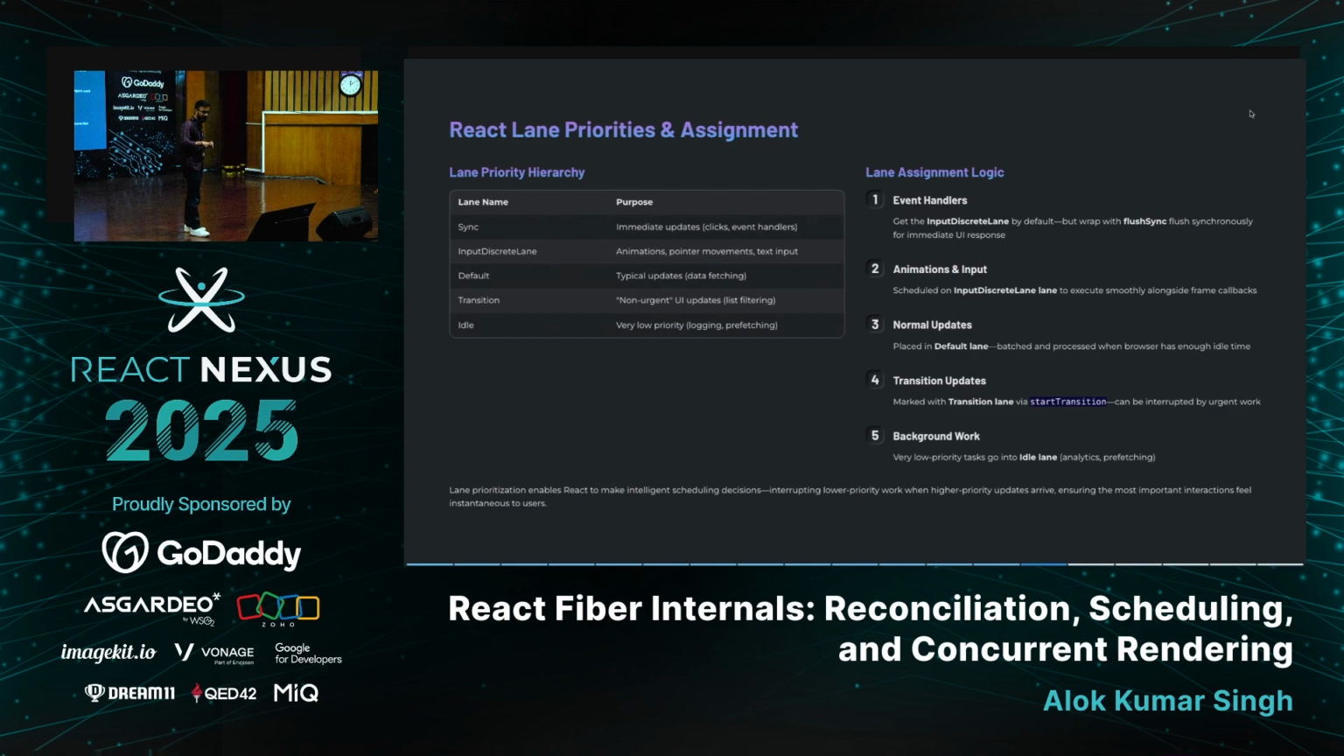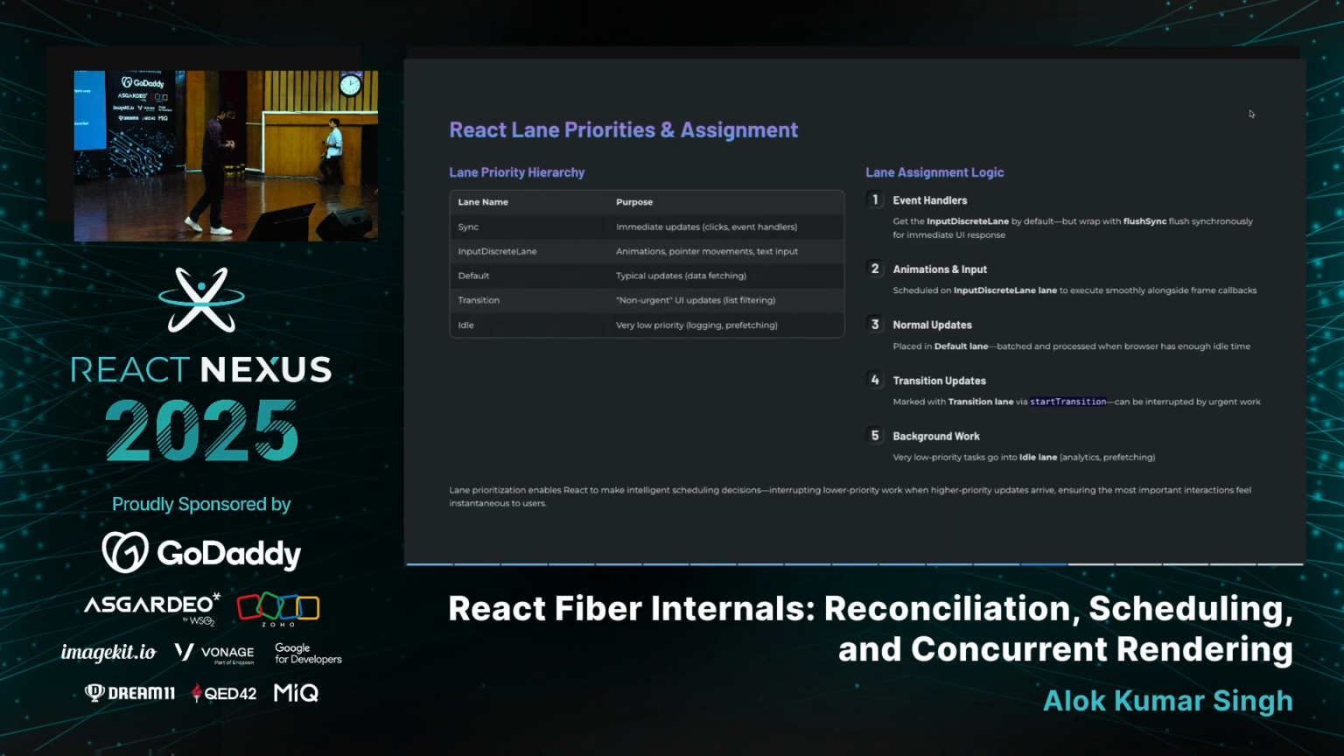The third one is the default lane. The input discrete lane is assigned only to input events by default. The third one is our default lane. So let's say you are updating any UI, doing any setState, that will immediately move to this default lane. The fourth one is transition. If you wrap your update under startTransition, it goes to this lane. The last one is the idle lane. For this you have to wrap your updates with scheduler callback with idle priority.